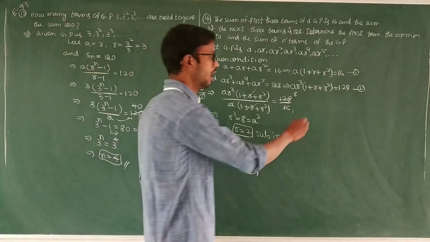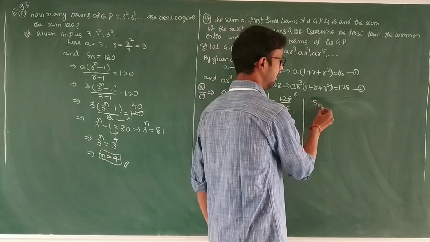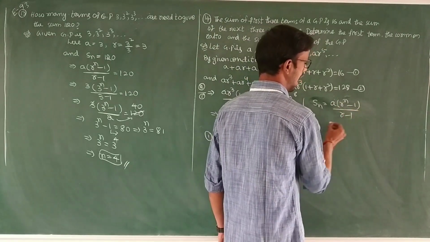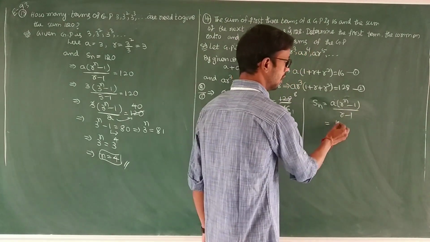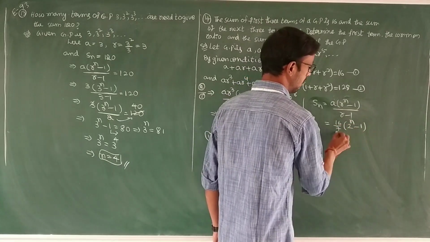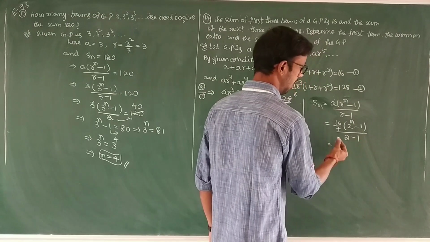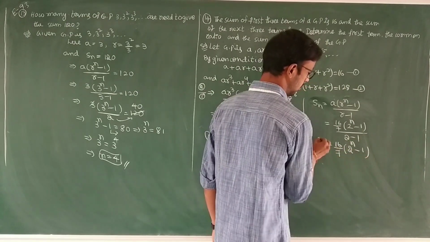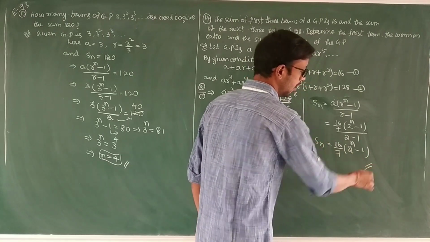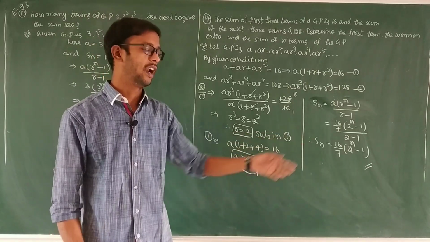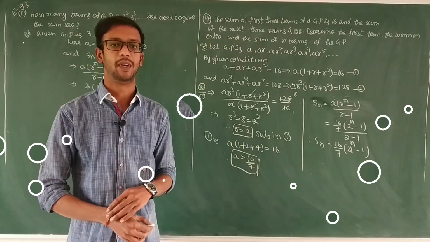Next Sn, sum to find. Sn is equal to a into r power 10 minus 1 by r minus 1. a value is 16 by 7 into 2 power 10 minus 1 by 2 minus 1. So 16 by 7 into 2 power 10 minus 1. Sn is equal to the value we got. So we found the common ratio, first term and sum of n terms in the GP.